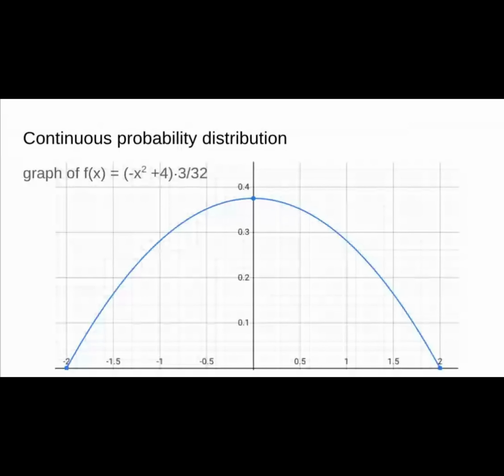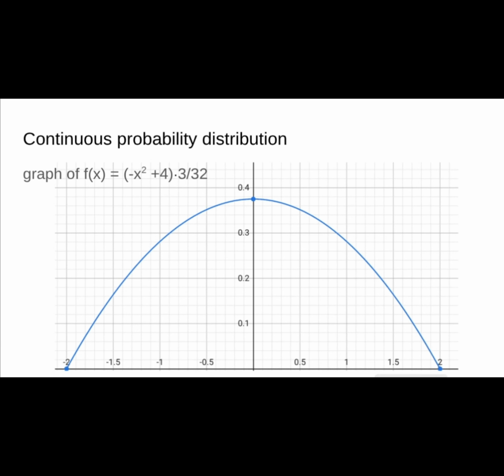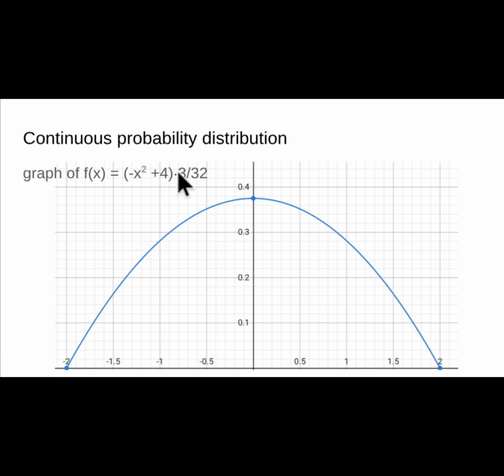Now imagine if there was some phenomenon that had values ranging from -2 to 2. Let's say you had some weird kind of freezer whose temperature ranged from -2 to 2 degrees Celsius. And the probability distribution looked like this curve, with the highest probability centered around 0, and it tapered off to the sides just like this shape. Then this function, f of x equals (-x squared plus 4) times 3 over 32, between -2 and 2, would be the PDF for that phenomenon. This function had to be multiplied by 3 over 32 in order for the total area to be equal to 1.